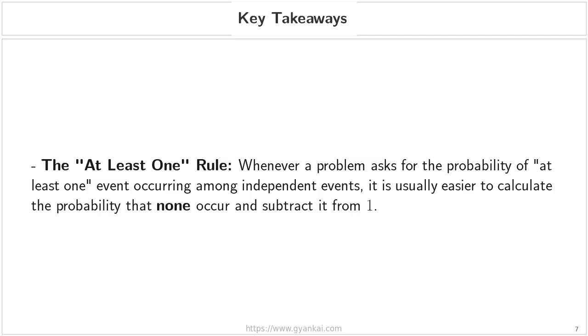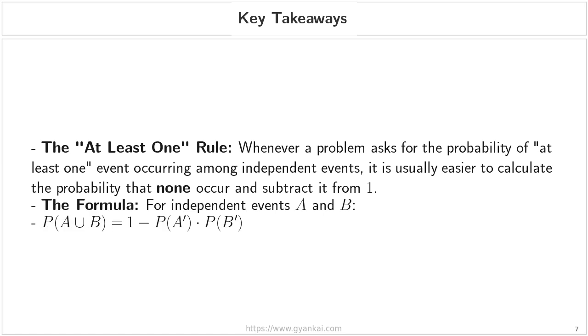Key takeaways. To wrap up our lesson today, let's review the key takeaways to ensure you have a solid grasp of this concept. First, I want you to remember the at least one rule. This is your most powerful tool when dealing with independent events. Whenever you encounter a probability problem that asks for the likelihood of at least one event occurring, don't feel pressured to calculate every possible successful outcome. Instead, take the shortcut we discussed in slide 4. It is almost always much easier to calculate the probability that none of the events occur, and then simply subtract that value from 1.